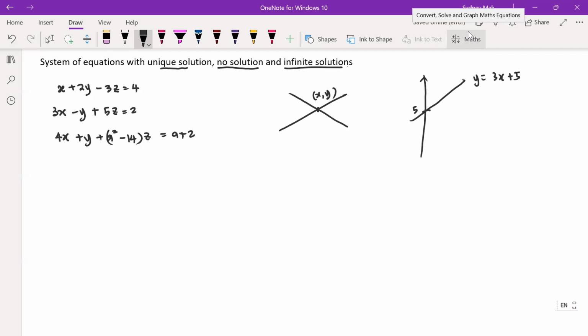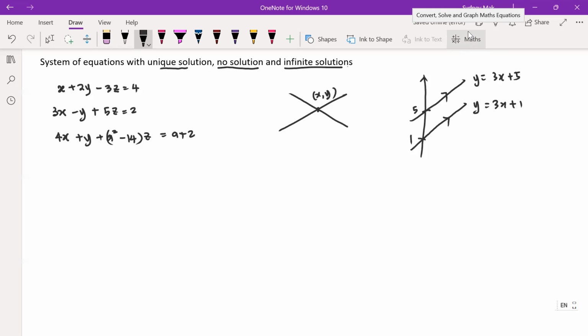On the other hand, I have another straight line that is below or above, but they are parallel. Let's say this one is 1. So I can write the equation of this straight line as y equals 3x plus 1. They don't overlap each other. When they don't overlap each other, there is no point of intersection, there is no solution. Using the graph sketching or graph plotting method, we can see this very clearly.